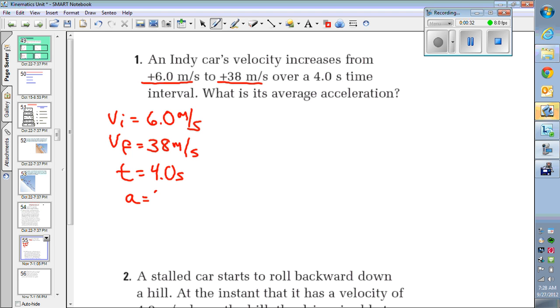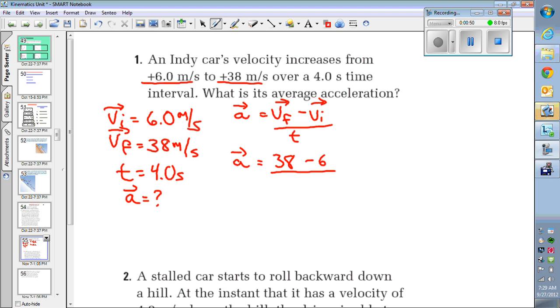Question then asks, what's the acceleration? These are all vectors, of course. The acceleration is VF minus VI over t. So my acceleration is going to be 38 minus 6 over 4, which gives 32 over 4, which gives you 8 meters per second squared. And that's a positive 8 meters per second squared. That's the average acceleration. So it's speeding up by 8 meters per second every second.